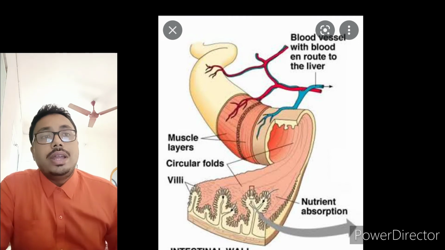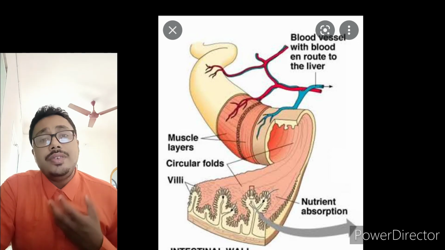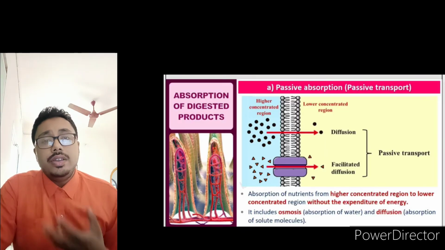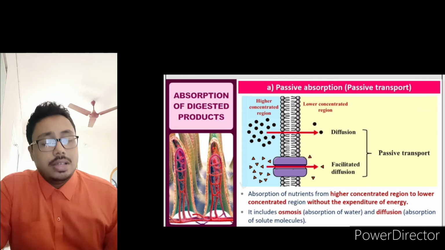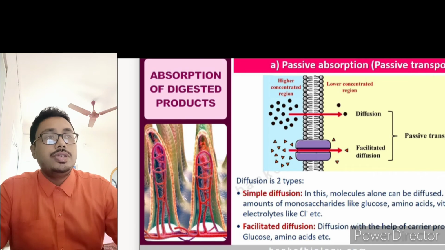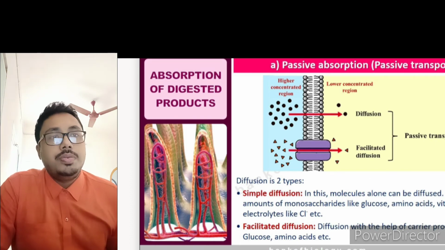So there are two types of absorption, passive and active absorption. Passive is of two types. See in the picture, osmosis and diffusion. In diffusion, the flow chart is given about simple diffusion and facilitated diffusion. Now, first of all, I will tell about passive absorption.